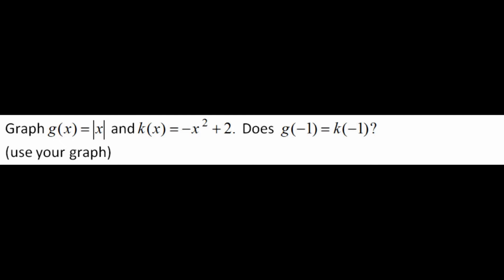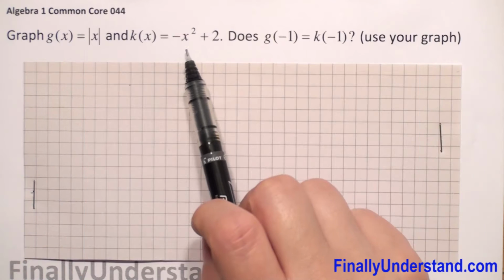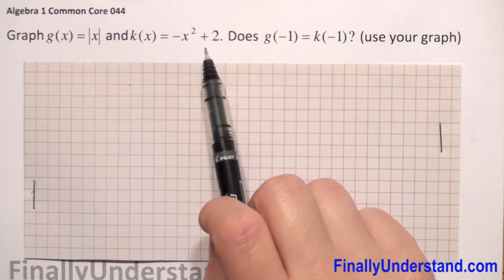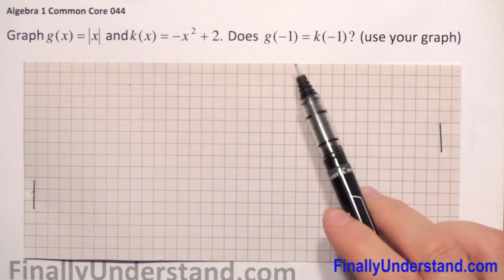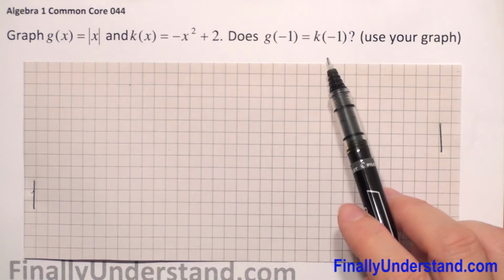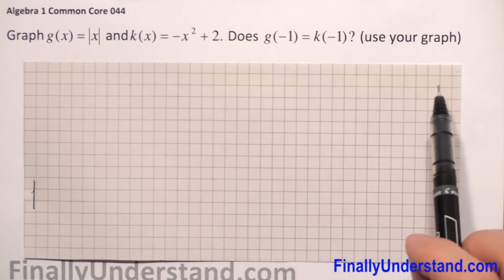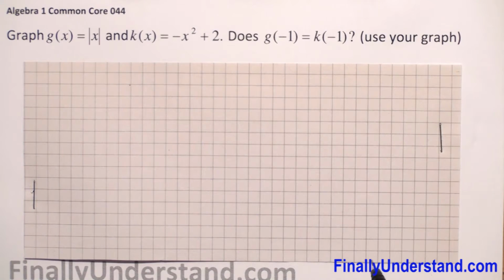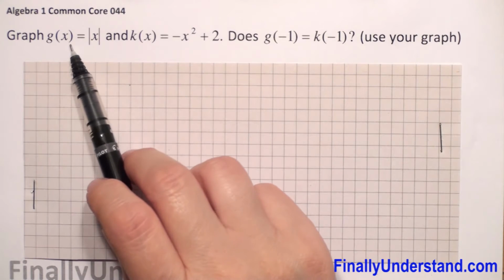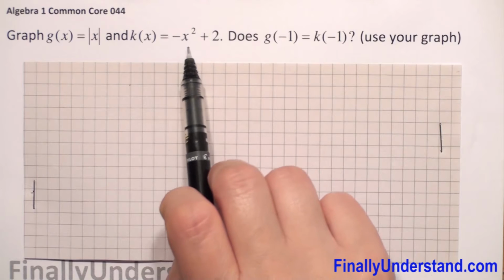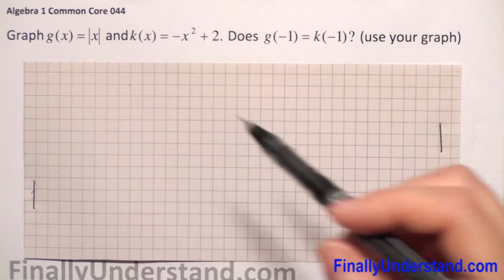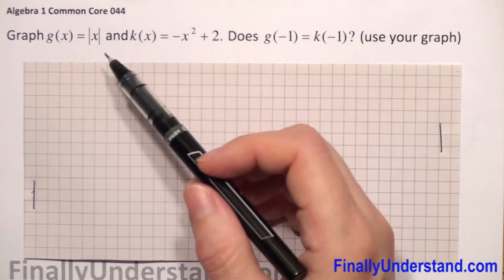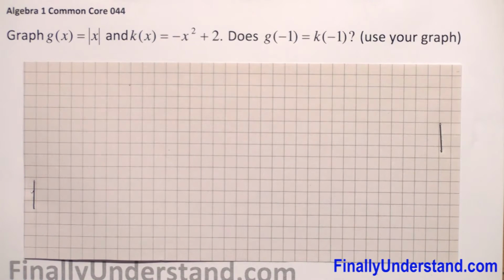Graph g of x equals absolute value of x and k of x equals negative x squared plus 2. Thus, g of negative 1 is equal to k of negative 1. We have to use the graph, so we will draw these two functions. One is a quadratic function, and the second is the absolute value of x.